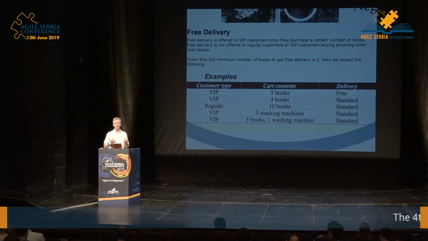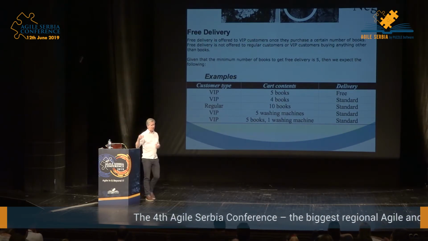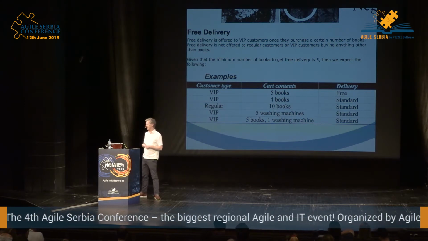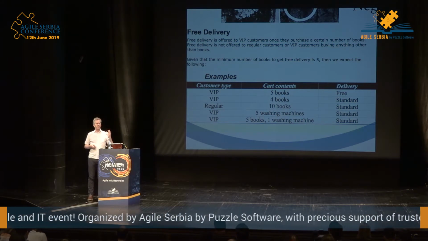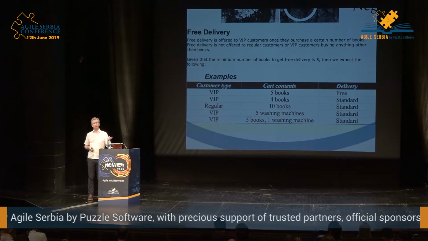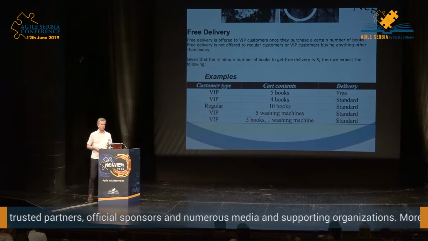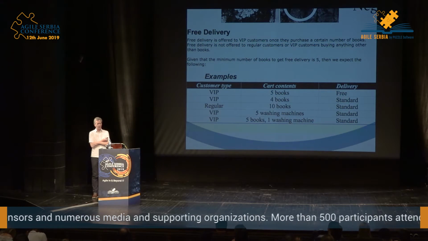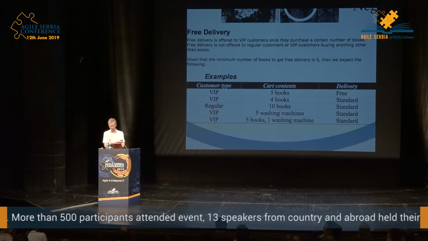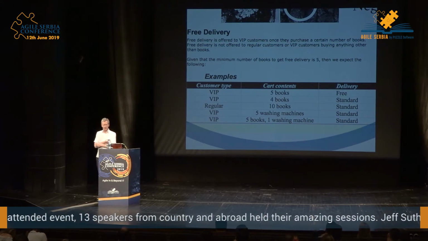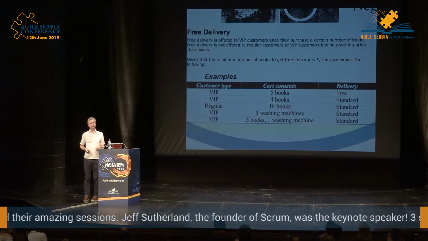So we can have a quick look at an example of this to good effect. I've got lots of bad examples in this talk, but here's one good one. This is about free delivery. We've got a short description of the business rule, which is essentially saying free delivery is offered to VIP customers for a certain number of books. It's not offered to regular customers or for VIP customers buying anything other than books. And the minimum number of books needed to get free delivery is 5. So we would expect the following examples to hold true.